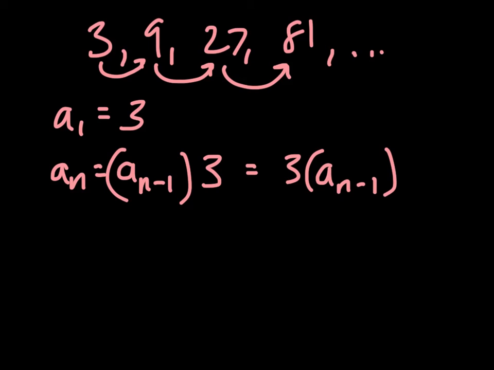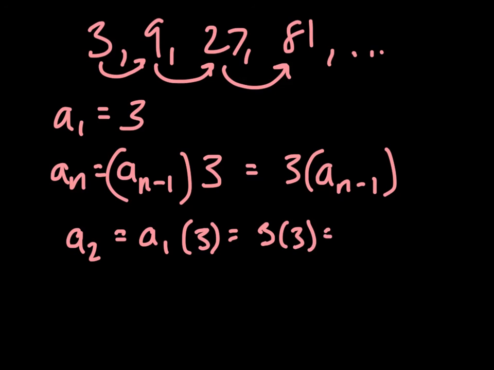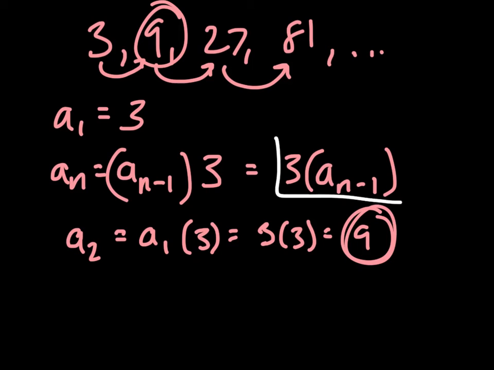Now let's just make sure this works. So a sub 2 would be a sub 1 times 3. We know our a sub 1 is 3, so 3 times 3, or 9. That is our second term, and we're going to see this is going to work because every time you're multiplying that term before it by 3.